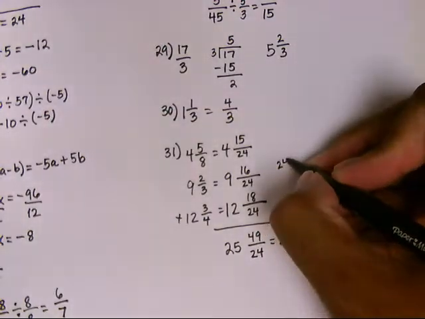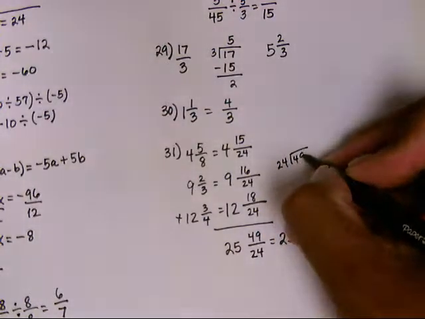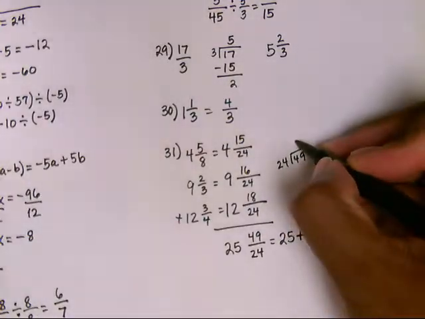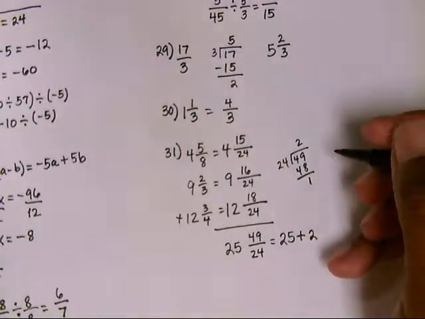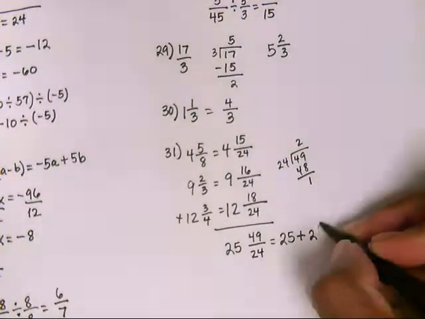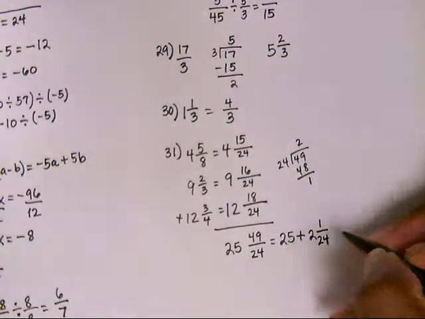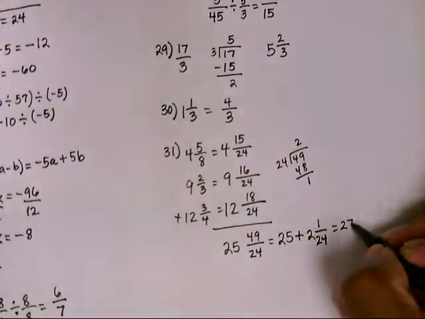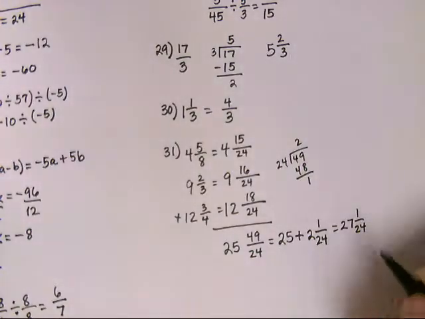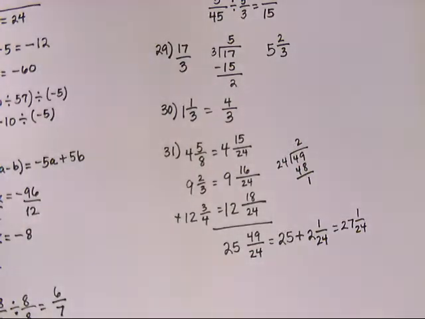Now if you want to, you can do the long division like this. 24 into 49 goes 2 times. That'd be 48. Subtract that from 49, you'll have 1 left over. So it'll be 1 over 24. Now add the 2 to the 25, you'll get 27 and 1/24. So the final answer there, the total length of that type of ribbon sold, would be 27 and 1/24 yards.